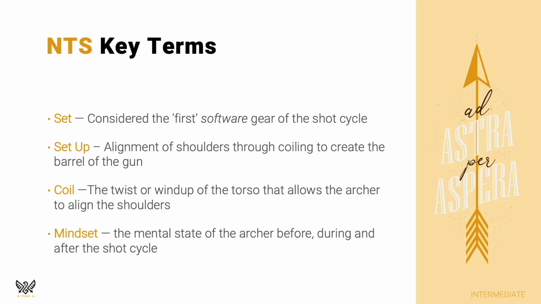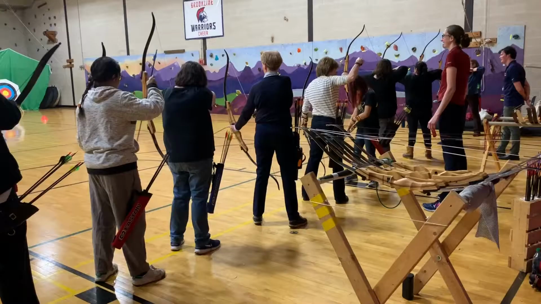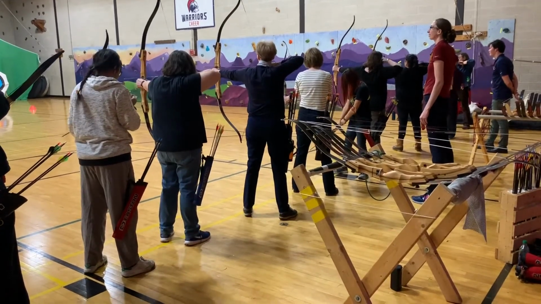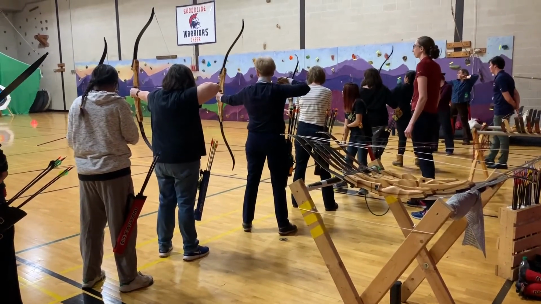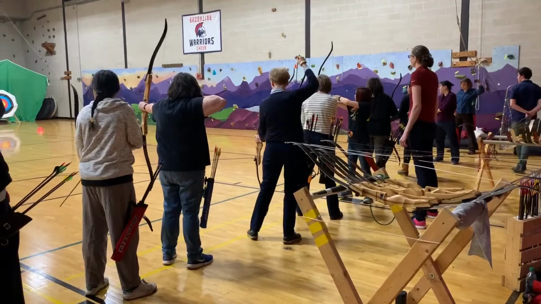So set is the first stage of the shot cycle. During set, you can just imagine yourself going through your final checklist before you commit to that shot. Okay, so legs are straight, core is tight, you've got a great open stance that you've kept and maintained, the hook and the grip as well.